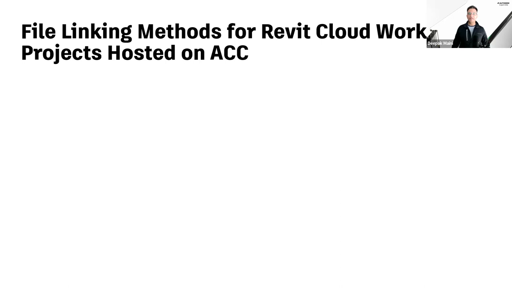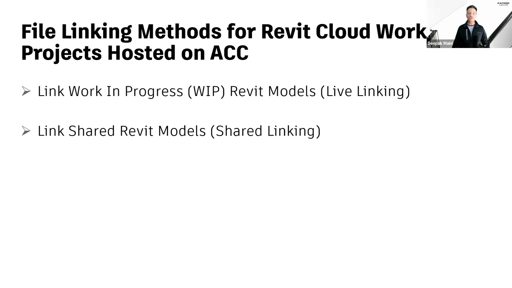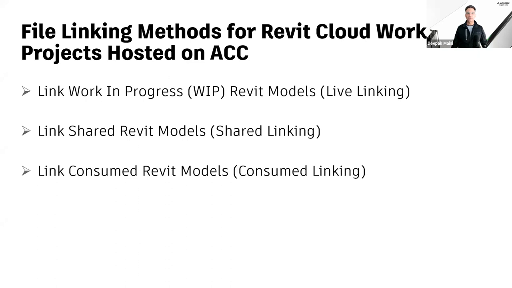Now, there are three methods for Revit Cloud Workshared hosted projects that we can use for file linking. The first one is what we call live linking, where we are linking live work in progress models from other teams. The second one is what we call shared linking. In this case, the teams actually share packages using the design collaboration module, and then we link those shared models. The third one is what we call consumed linking, which is where we actually consume the packages shared by other teams and we link those consumed models.